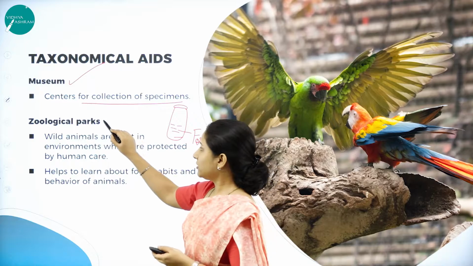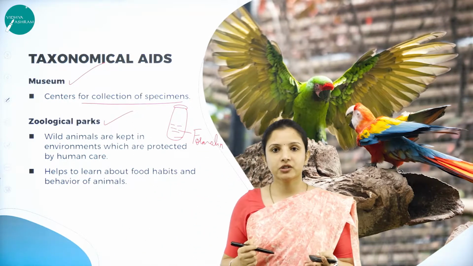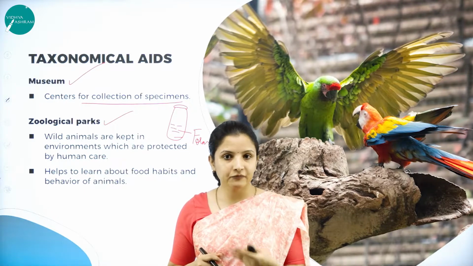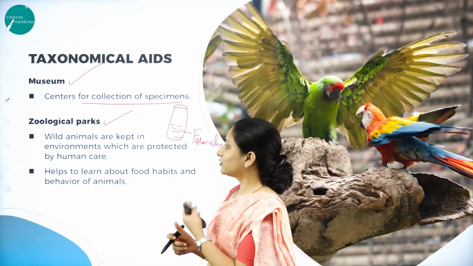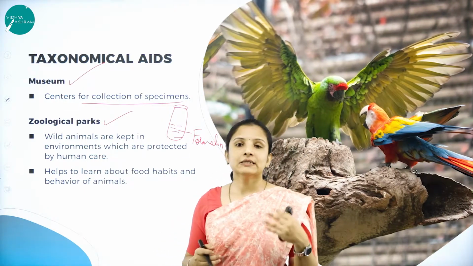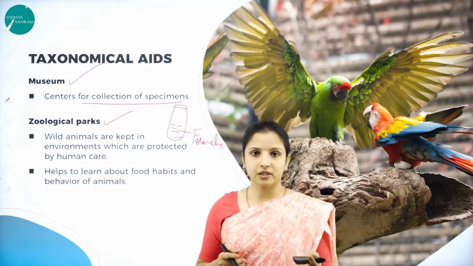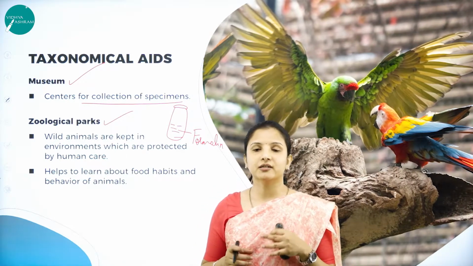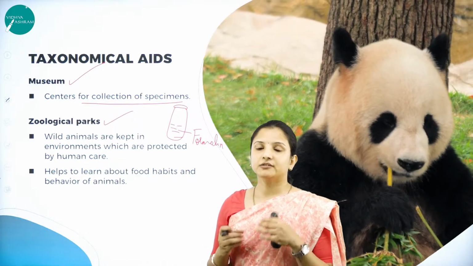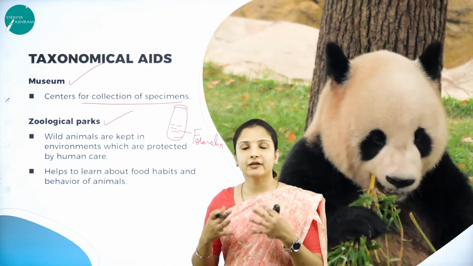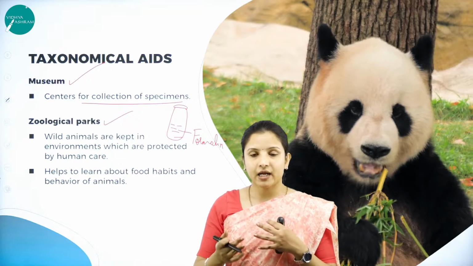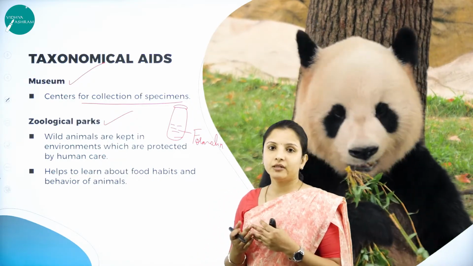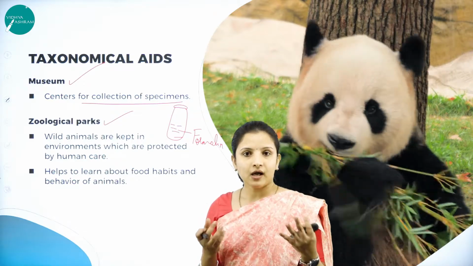Next is zoological parks. Just like how in botanical gardens you saw the live plants, in zoological parks you can see the wild animals. And who doesn't love visiting a zoological park? It is a very good time pass. Not just a time pass, we also get to know about the habitat, the feeding habit, and what kind of environment the animal lives in.